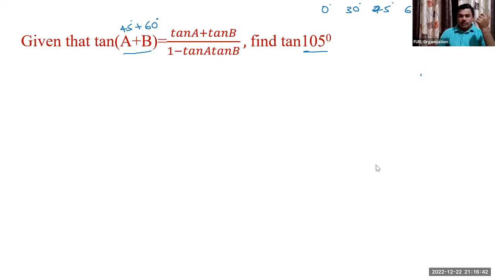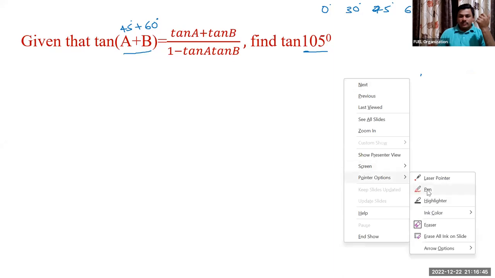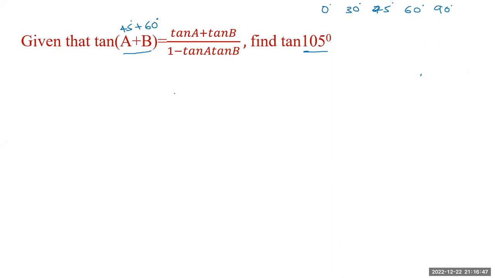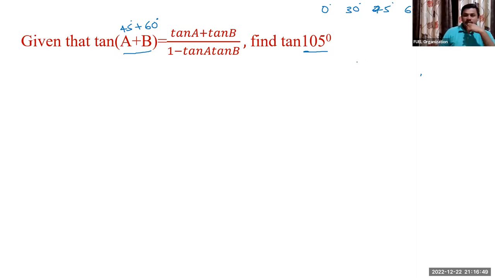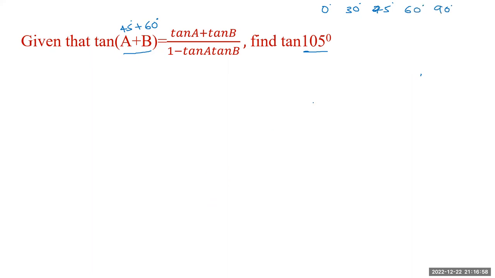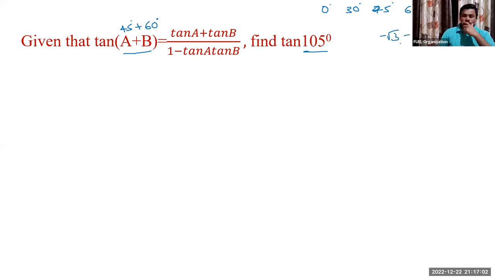What is the answer for this question? So without rationalizing, it is 1 plus root 3 by 1 minus root 3. Rationalization. Okay, I'll do it. So minus root 3 minus 2. Okay. Yes, remaining students, quick. You should be very fast, because this type of questions, you will not get more than 2 marks.